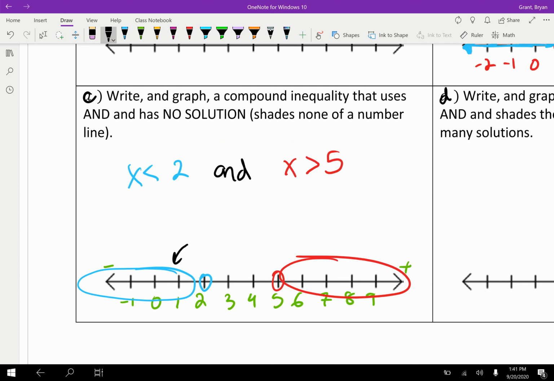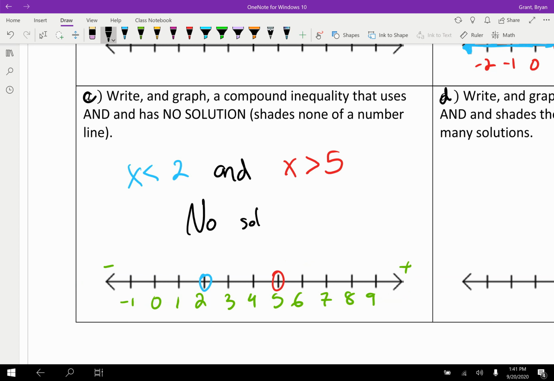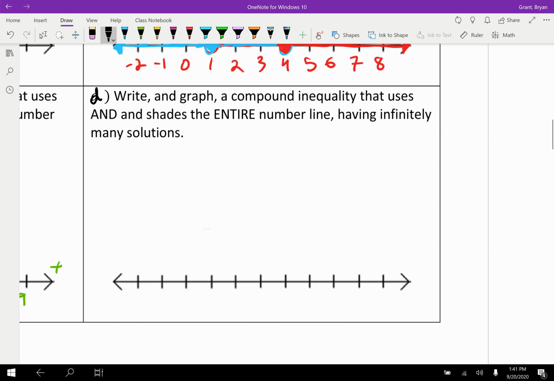You'll notice that none of the numbers in the blue circle overlap with any of the numbers in the red circle. And so this would be a really nice example of a compound inequality that has no solution. There's no x value that will work in both of those. Let's get on to our last one.